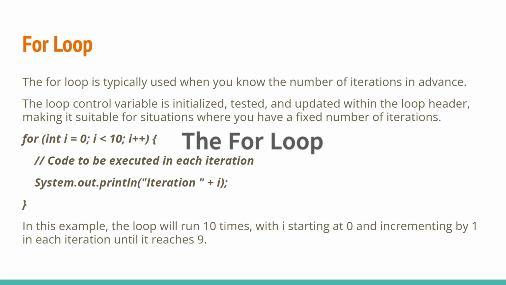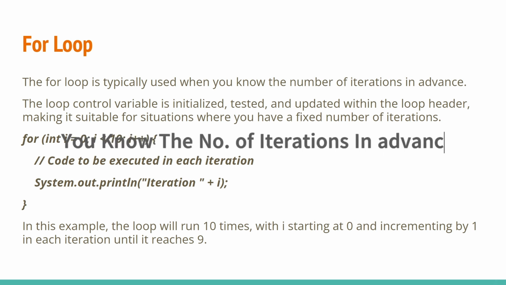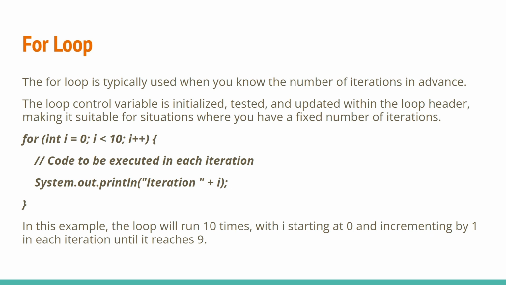The for loop is typically used when you know the number of iterations in advance. The loop control variable is initialized, tested, and updated within the loop header, making it suitable for situations where you have a known number of iterations.